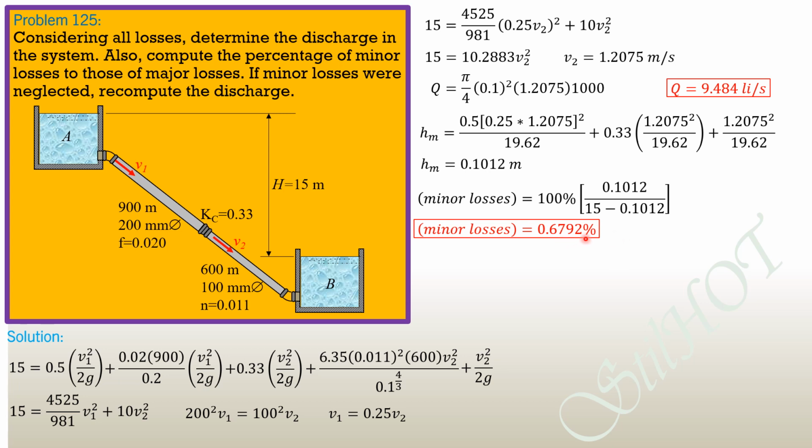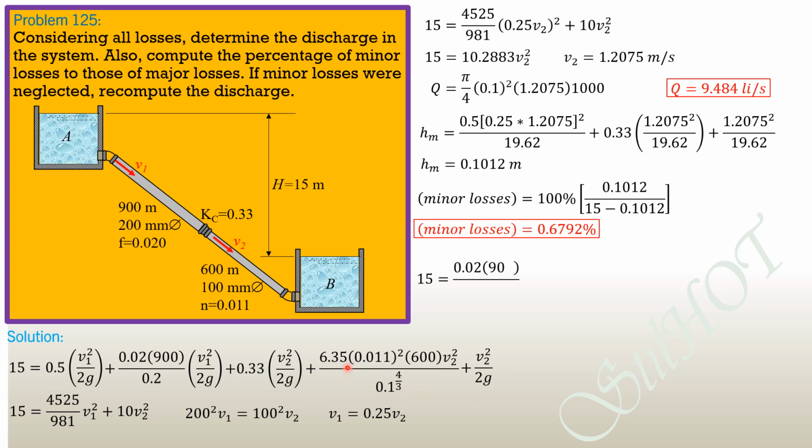In fact, it does not reach 1%. So meaning in the analysis, we can really ignore minor losses. In the second part, we have to ignore minor losses. So therefore, this 15 meters H is equal to the head loss, and the head loss consists only of major losses, which is the second and the fourth terms in this equation.